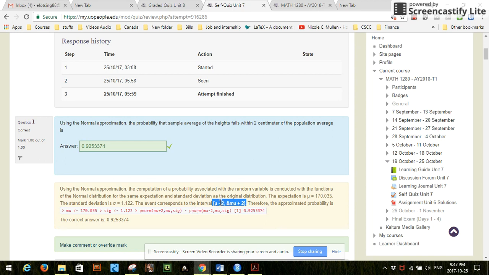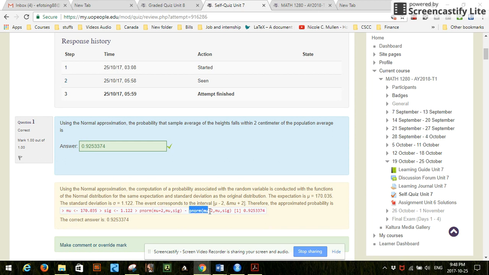So to find the probability that the sample average falls within 2 centimeters of the population mean, we just do the p norm of mu plus 2, and we use the parameters because it's a normal distribution, and then we subtract the p norm of mu minus 2. Again, remember in the previous video I explained why we have to subtract to find the probability that you are within this range. Here you find the probability that the sample average is less than mu plus 2. So that means it could be from 0 up till mu plus 2.